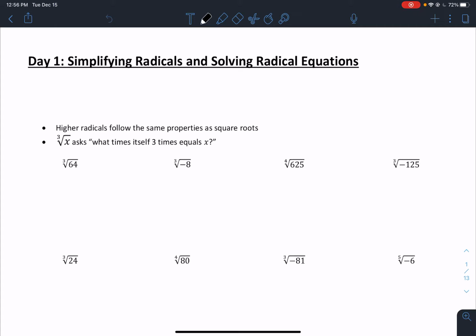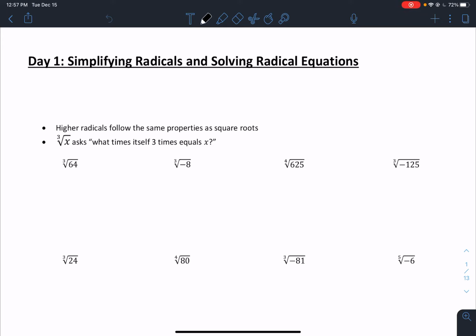And even like fifth powers. So 32, 81 times 3 is 243. And then 256 times 4 would be 1,024, etc. So we can keep going. So they have the same properties of square roots. They follow all the same rules. So not a lot of extra rules to learn. We just have to adjust our brains.